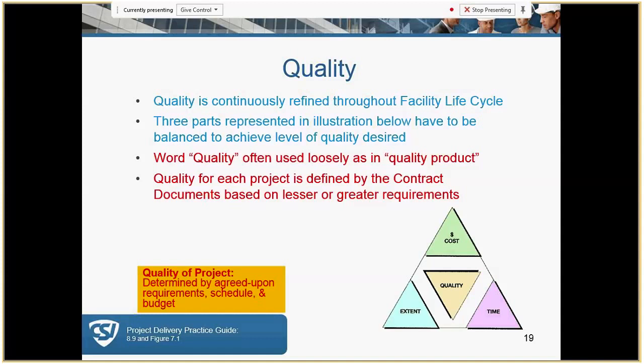We've discussed 3 parts, and the quality for each project is defined by the contract document, and it's based on lesser or greater requirements. But also note that it's the owner, not the architect or the design team, that has the greatest impact on quality. So there's the impact of quality, and that's where the owner comes in. And then there's the defined quality, which is where the A&E team comes in.